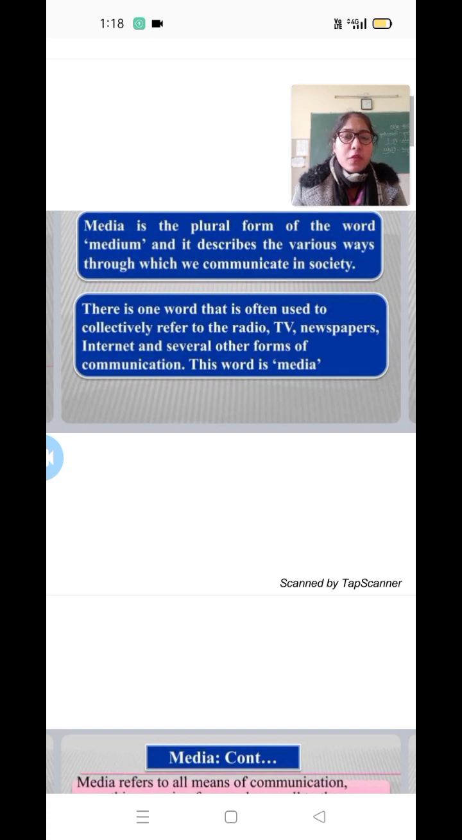There is one word that is often used collectively to refer to radio, TV, newspaper, internet, and several other forms of communication. And what is that word? That word is media. Daily we watch TV, read newspapers, and surf the internet, and there are several forms of communication we use on a daily basis. All of this comes under one word only, media. Media collectively refers to all these mediums through which we can communicate our views and learn what is happening in society, in a country, and even in the world.